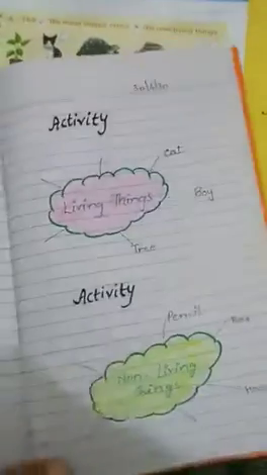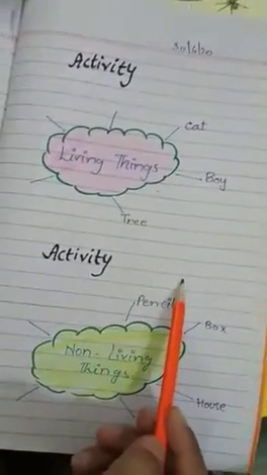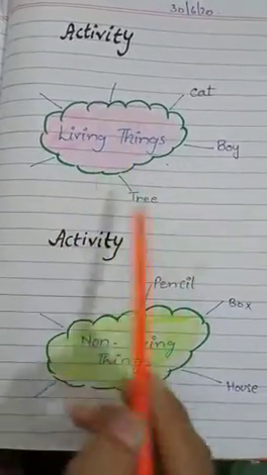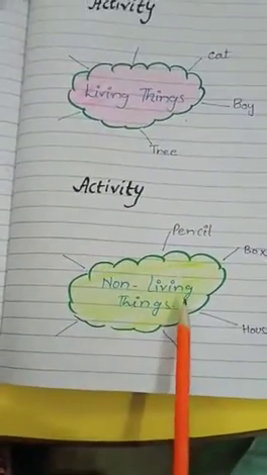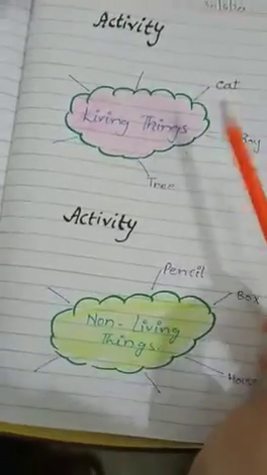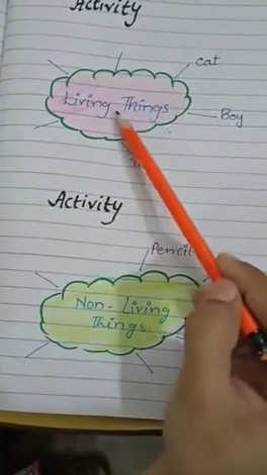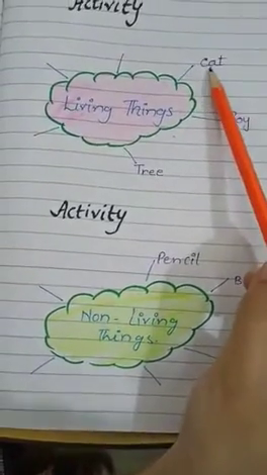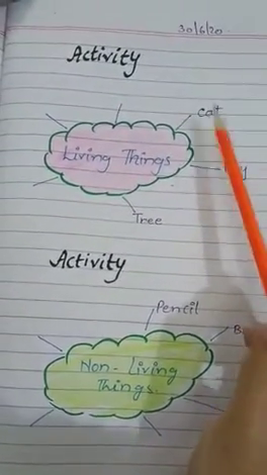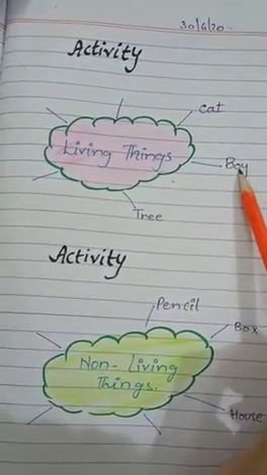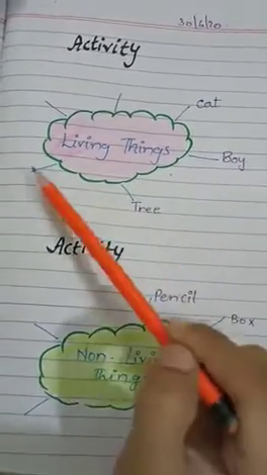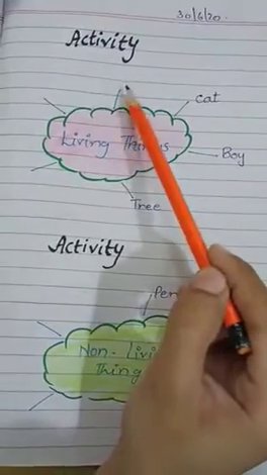Okay, next is the activity. You have to do this activity in your copy. You have to make this activity in your copy very colorful. So look at this. These are the living things and these are the non-living things. Can you see? Cat is a living thing. Boy is also a living thing. Tree is also a living thing. So you have to write these 3 more by yourself.